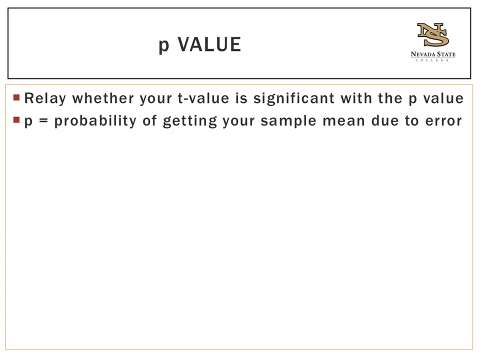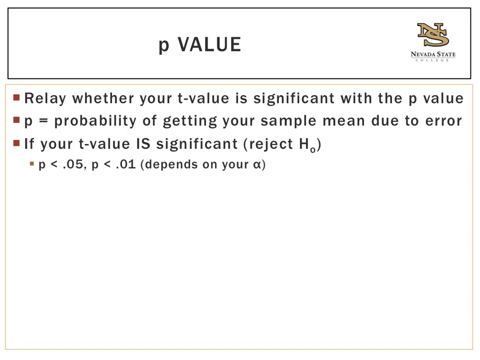Okay, so we want the probability to be low. The p is the probability of getting our mean just due to chance or error. We don't want that. We want that number to be low, right? So if your t-value or t-statistic is significant, we reject that null hypothesis. Woohoo! Party time, right? And so you're going to report that it's significant as either your p, or the probability of getting your sample mean due to error, is less than 0.05 or less than 0.01.